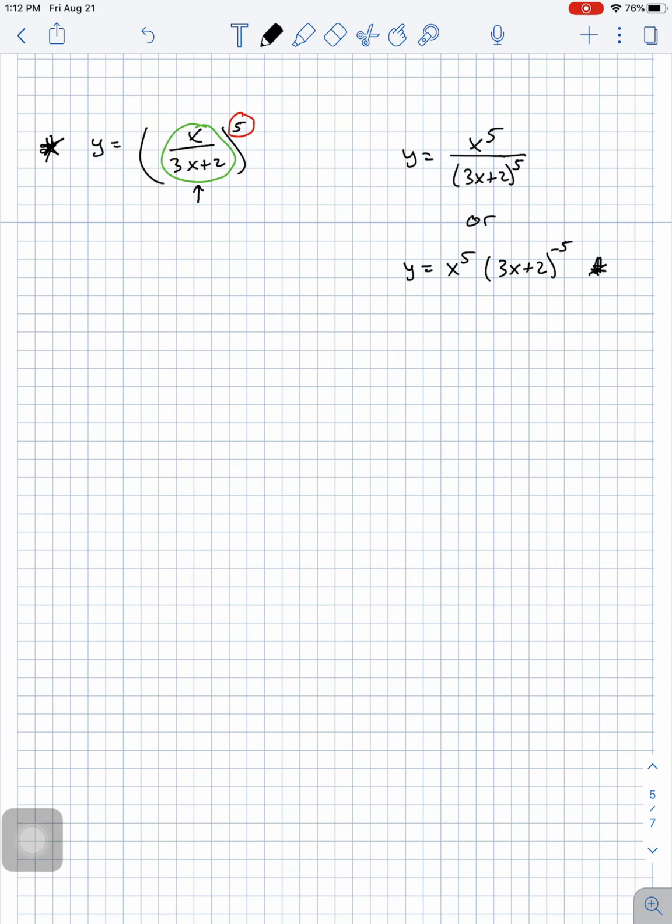So first off, I'm seeing this power on the outside. So the derivative, now this is notation. When it's y, we don't put y prime, we put dy dx. Okay? The different notation. And the derivative of the outside function evaluated at the inside function times the derivative of the inside function.